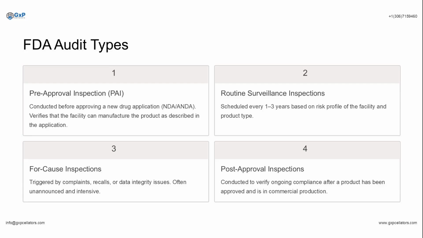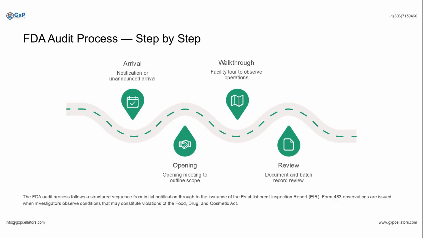FDA audits can be pre-approval, routine surveillance, for cause, or post-approval inspections. Each type serves a specific purpose, from verifying manufacturing capabilities to ensuring ongoing compliance. The FDA audit process involves several steps, from arrival and opening meetings to walkthroughs and reviews. Observations are documented in the Establishment Inspection Report, ensuring compliance with regulations.